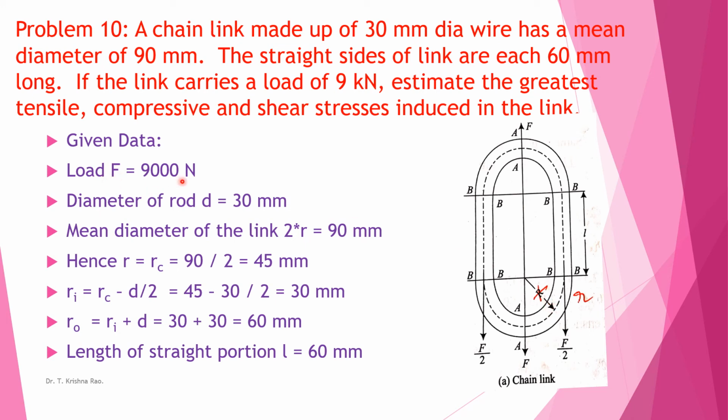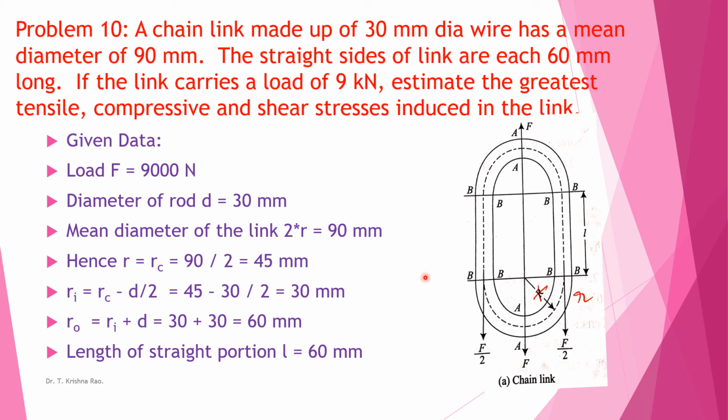So he has given the load as 9 kilonewtons, 9000 newtons. The straight side of each is 60 mm. This side 60 mm, this side 60 mm. The link carries a load of 9 kilonewtons. Estimate the tensile, compressive and shear stresses induced in the link. We have to find out the stresses. We have to consider section AA separately and find the stresses, and section BB separately and find the stresses.